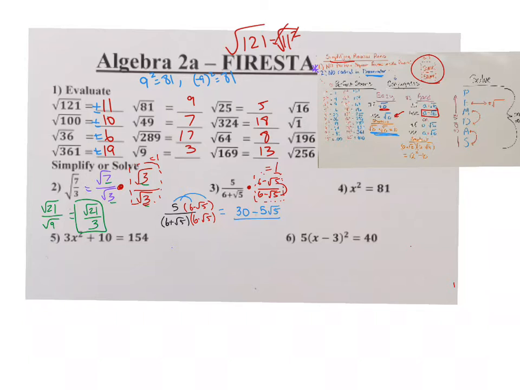Now the bottom I'm going to FOIL. So 6 goes to 6. That's 36. 6 goes to minus radical 5. That's minus 6 radical 5. Radical 5 goes to 6. That's plus 6 radical 5. And then radical 5 goes to negative radical 5 because of the minus, so radical 25.